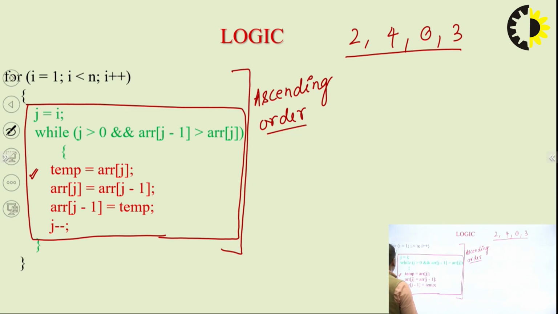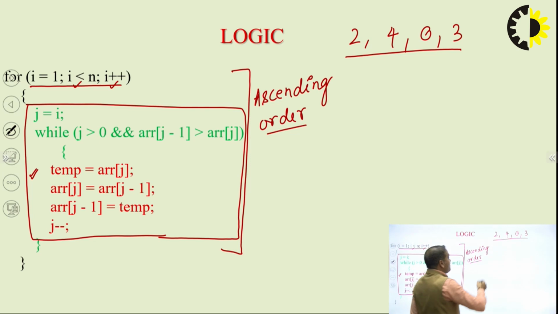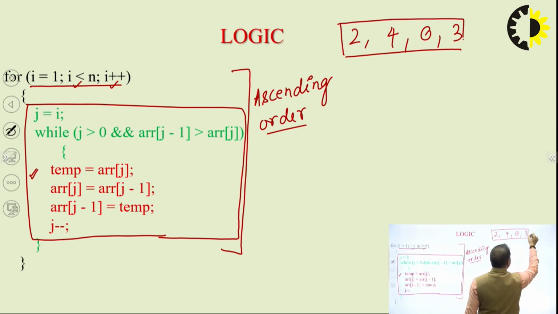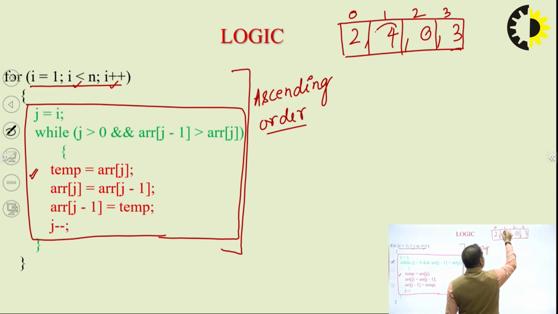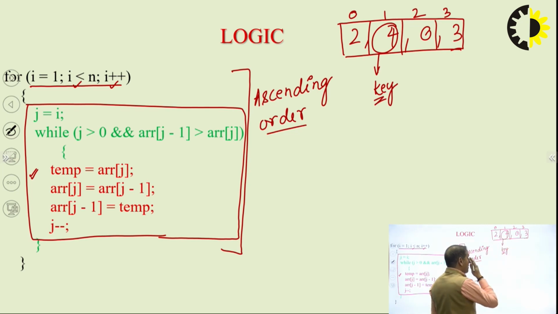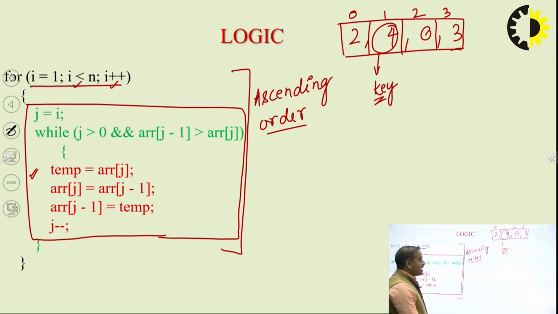Here we have to run a loop, start with i = 1, i <= n and i++. We start the loop from i = 1 because in the given array there is no need to start with 0. This is the 0, this is the 1, this is the 2 and this is the 3. We first take 4 as the key element, and this key element is compared with the previous element, and if the key element is less than the previous element, we swap, otherwise no change.